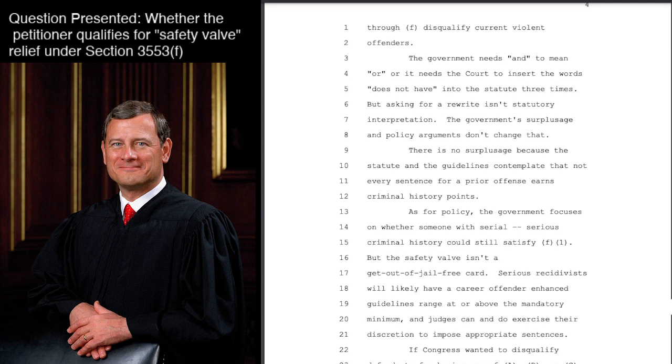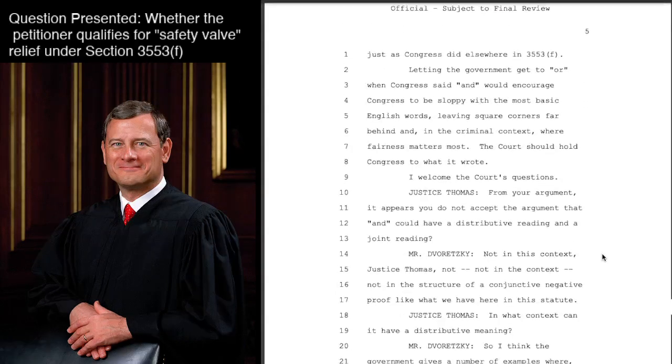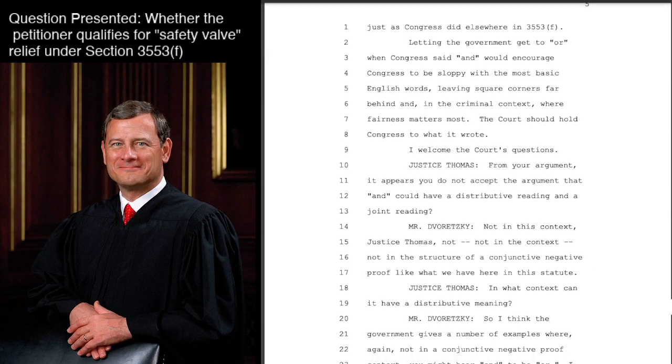If Congress wanted to disqualify defendants for having any of A, B, or C, all it had to do was say "or." That would have unequivocally expressed a distributive meaning, just as Congress did elsewhere in 3553(f). Letting the government get to "or" when Congress said "and" would encourage Congress to be sloppy with the most basic English words, leaving square corners far behind, and in the criminal context where fairness matters most. The Court should hold Congress to what it wrote. I welcome the Court's questions.